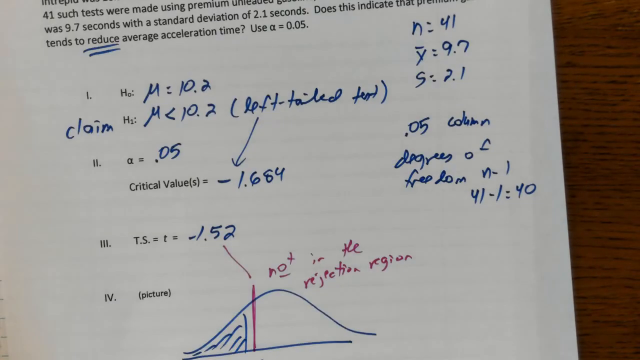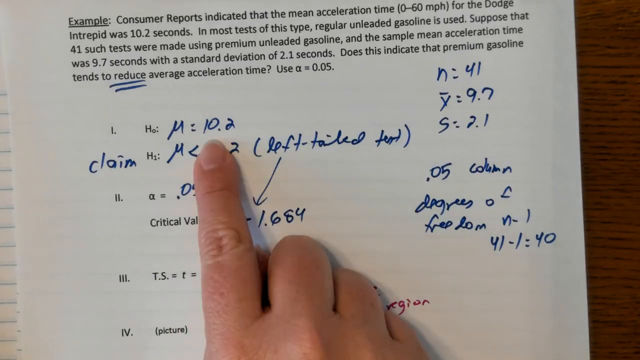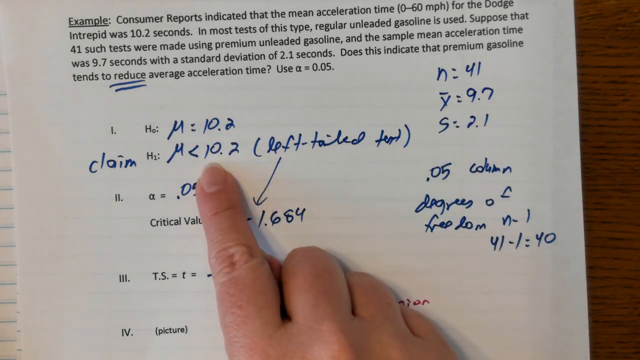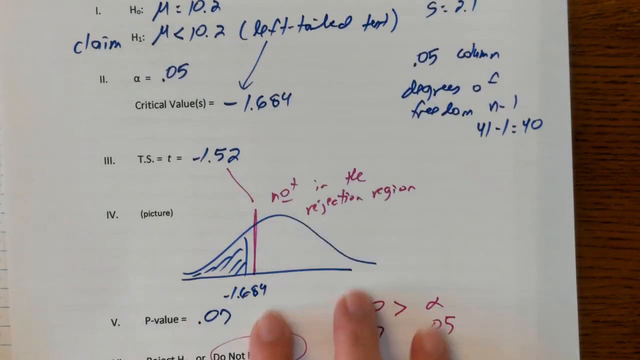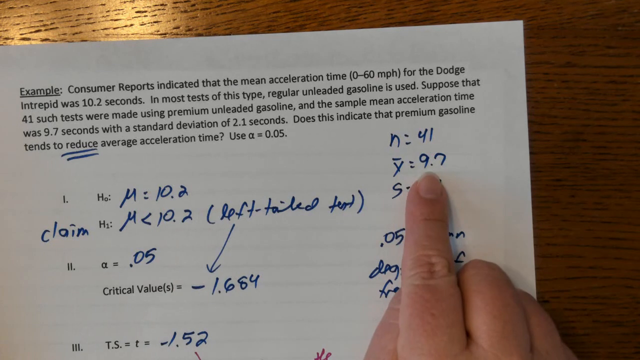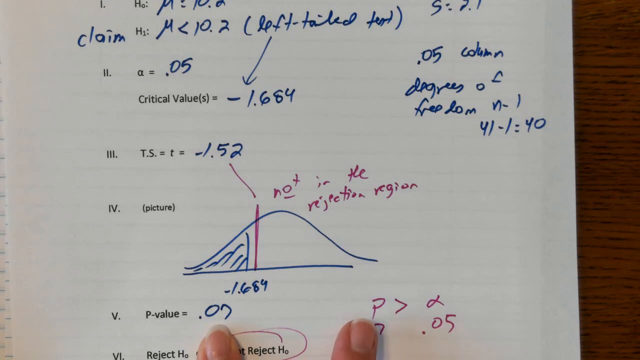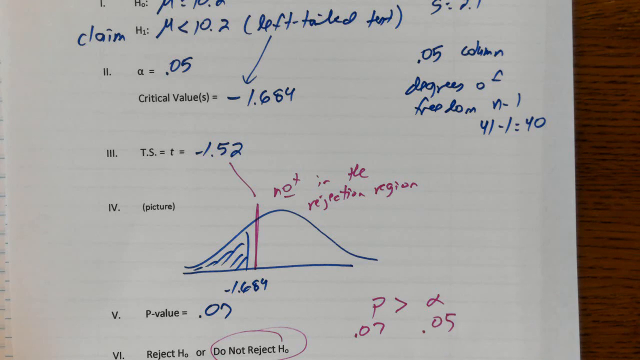Well, if the mean really is 10.2, legitimately 10.2, then the probability of you getting a sample that took 9.7 seconds or less was about 7%. Okay? Now, is that low enough? Well, it's low. It's not lower than 5%, but it is low. And how do I know how low it needs to go? I compare it to my alpha level. I compare it to the probability of a type 1 error. And that probability was higher than the probability of a type 1 error, so I did not reject.